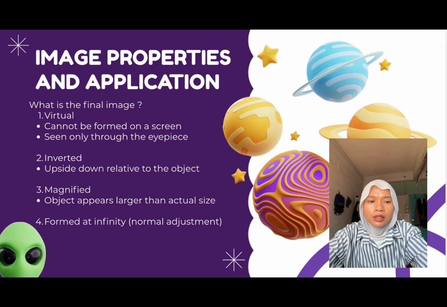The second property is that the image is inverted. This means the image appears upside down relative to the object being viewed. This happens because the objective lens first forms a real inverted image before it is magnified by the eyepiece.